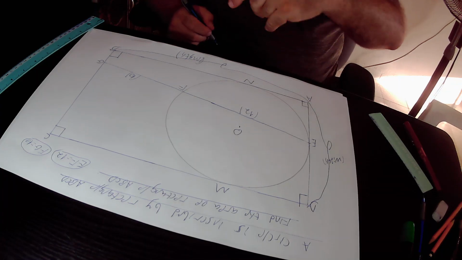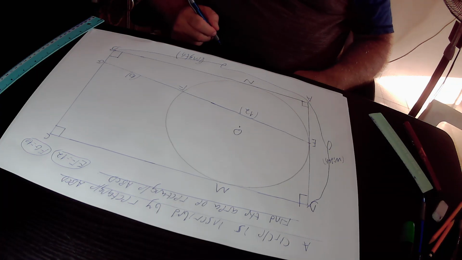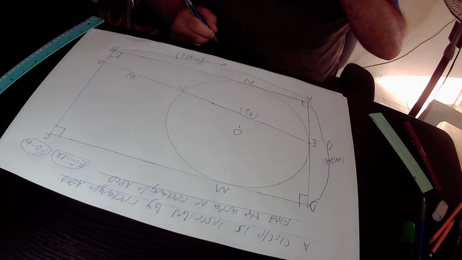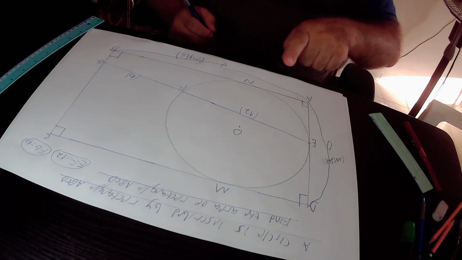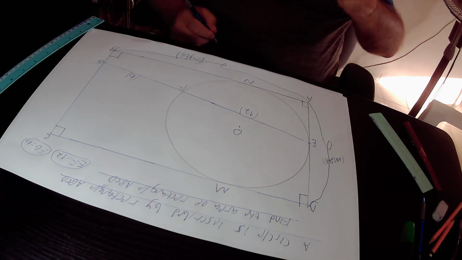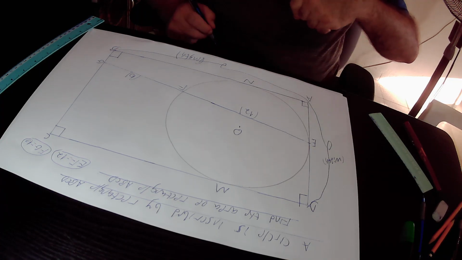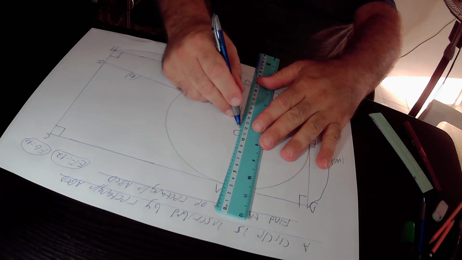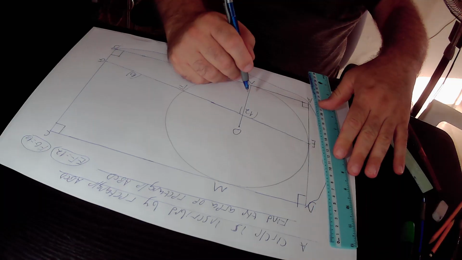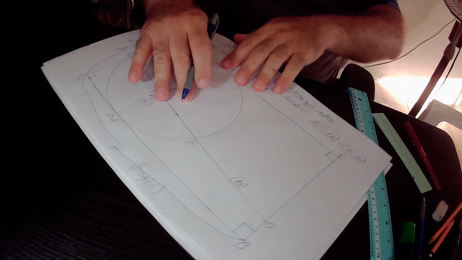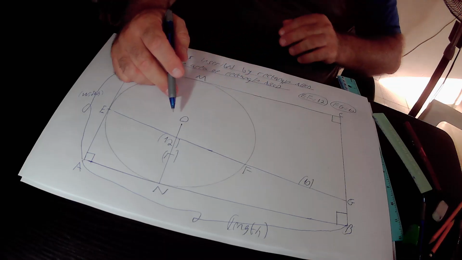We define the radius of this circle as R. Point O is the center of the circle. Point N is the point of tangency of tangent AB with this circle. So point N is a point on the circle itself. Therefore, ON is the radius of this circle, that is equal to R according to our definition.